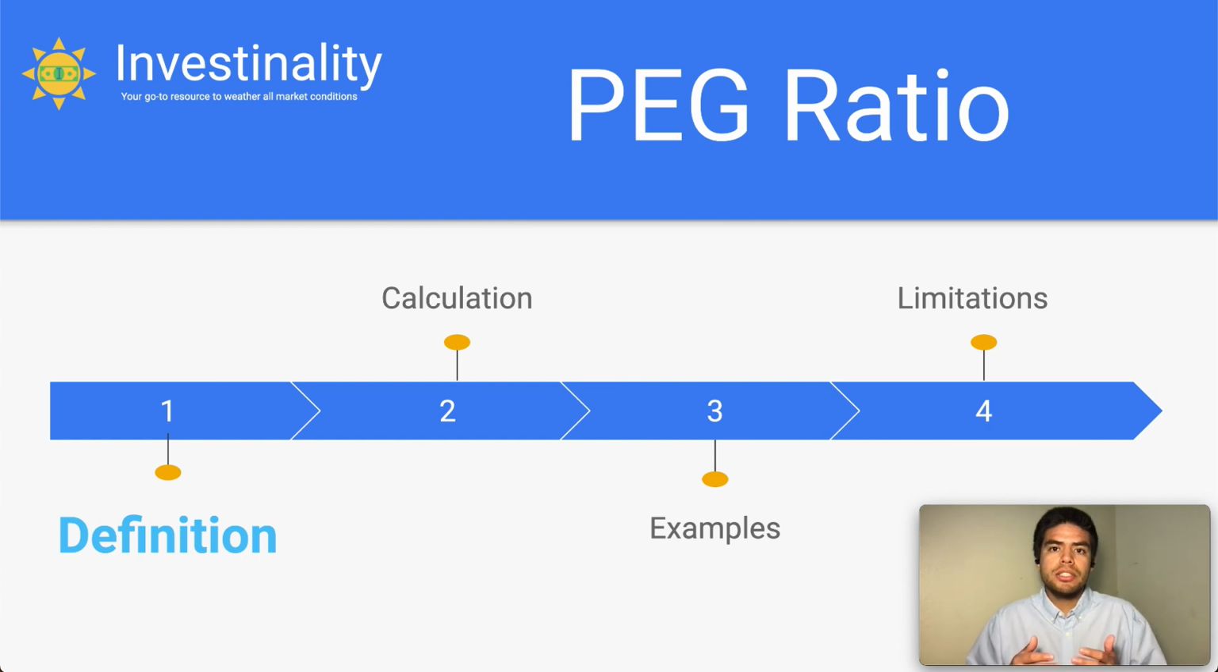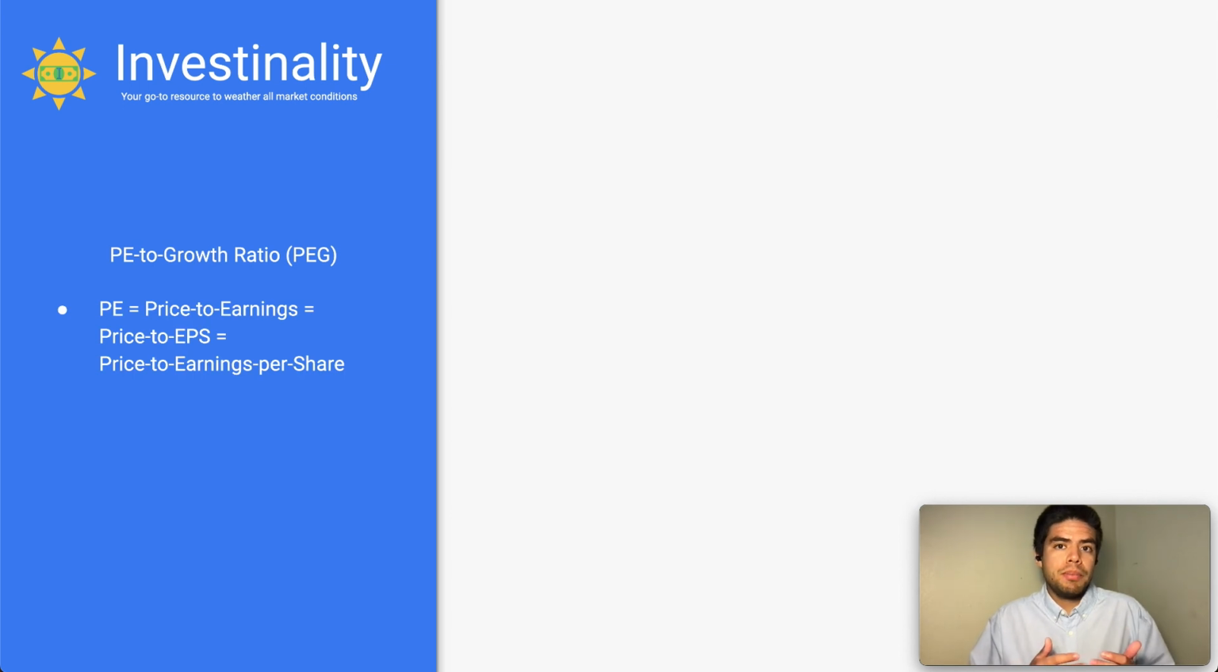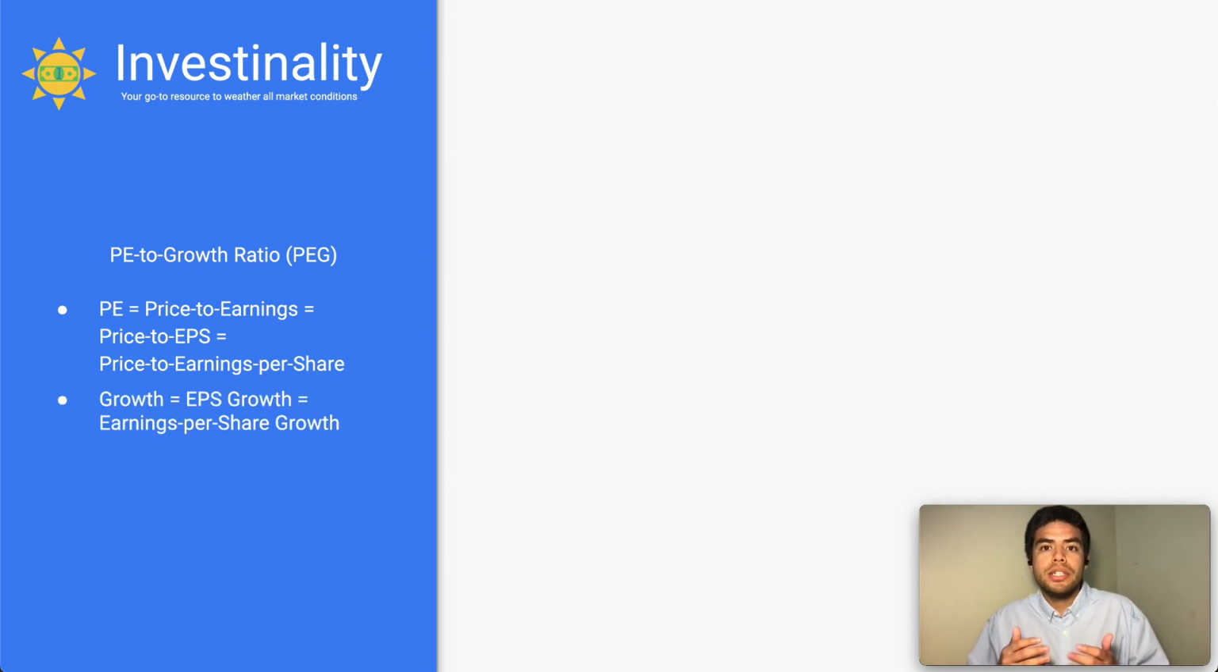So to start off, let's go through the definition of the PEG ratio. PEG stands for PE to growth. The PE part of the PEG ratio refers to the price to earnings, which is also known as the price to EPS or price to earnings per share. If you'd like to know a little bit more about the EPS, make sure to check out my video on the EPS. I added a link in the description below. Growth refers to the EPS growth, also known as the earnings per share growth.